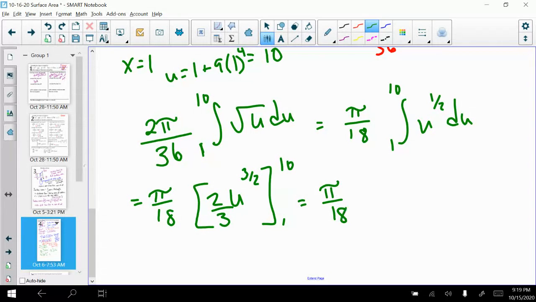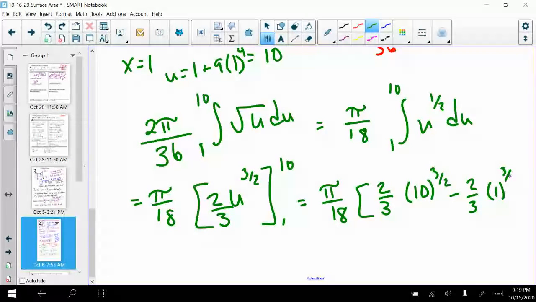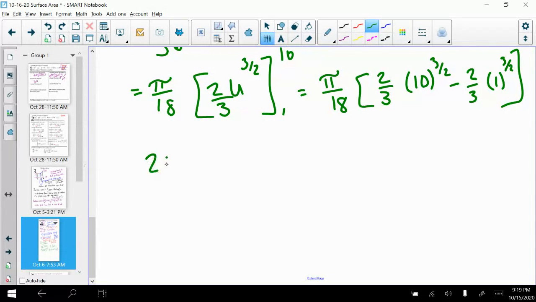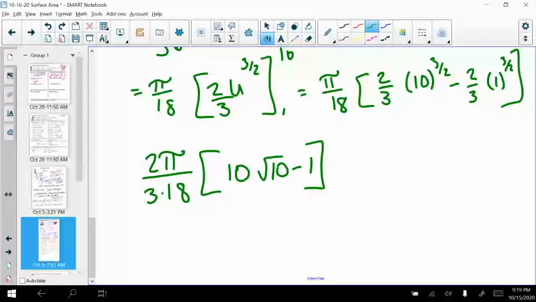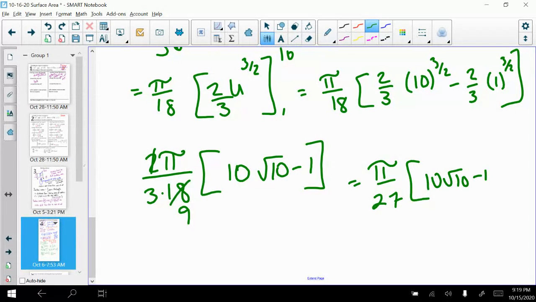which leaves us with pi over 18 times 2/3 times the 10 to the 3/2 minus 2/3 times 1 to the 3/2. I'm going to pull the 2/3 out so that it becomes 2 pi over 3 times 18. Just bear with me. 10 root 10 minus 1. And then this will reduce to 9. So this is pi over 27 times root 10 minus 1.